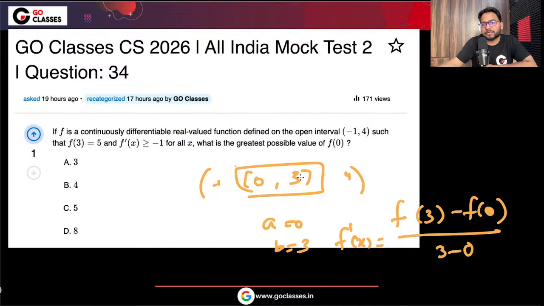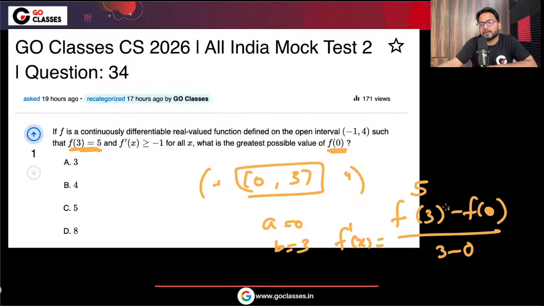f(3) is given to be 5, right? We have taken a equal to 0 and b equal to 3 because f(0) and f(3) are actually involved in this question. You can even take some fractional value which is immediately after minus 1, and some fractional value which is immediately before 4. We have taken 0 and 3 because 0 and 3 are involved in this question.